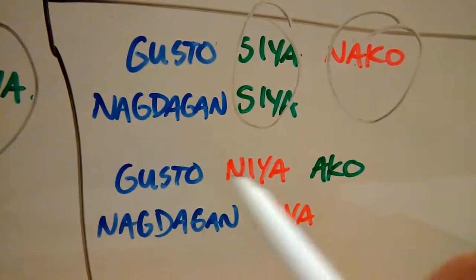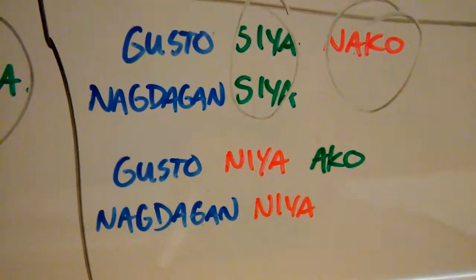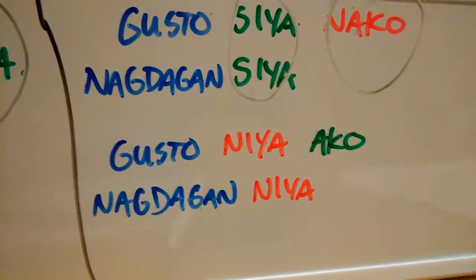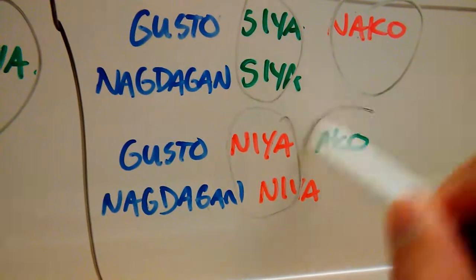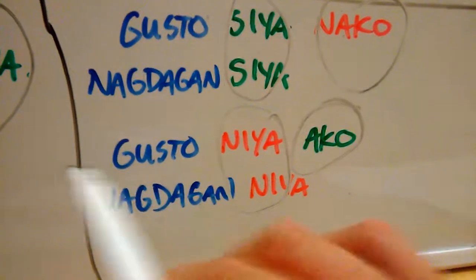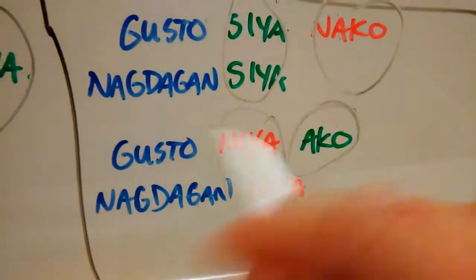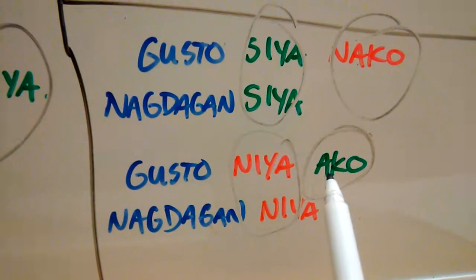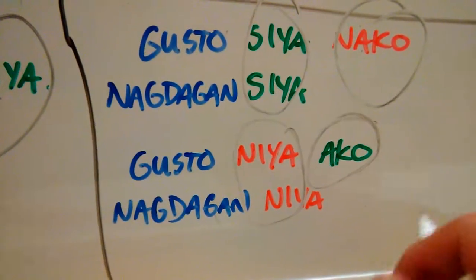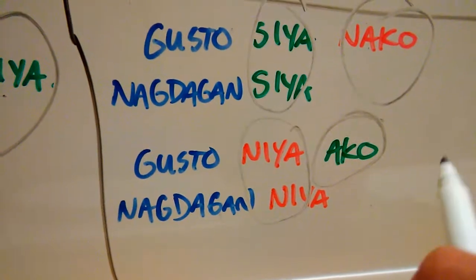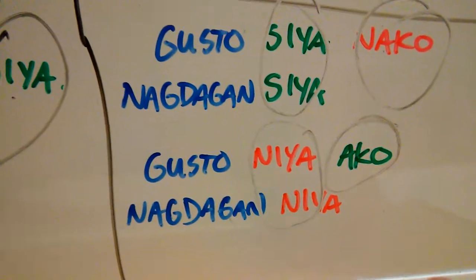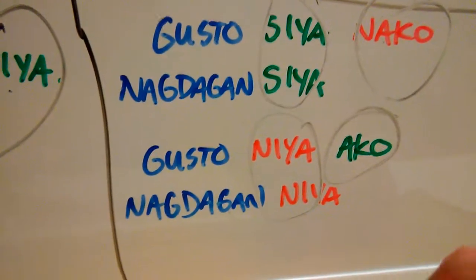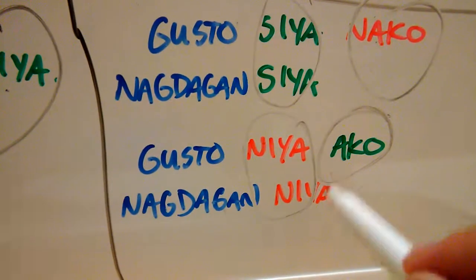So gusto niya ako, nagdagan niya. It doesn't make sense. It's weird, and it doesn't sound grammatically sound either, but the alignment is correct in the way English is going to be. So if this were an English sentence, it'd be perfectly fine. Even though it doesn't make sense in Cebuano because we look at ours through an ergative absolutive alignment, in English they look at theirs in a nominative absolutive alignment, and that's why it makes sense to do it this way in English.